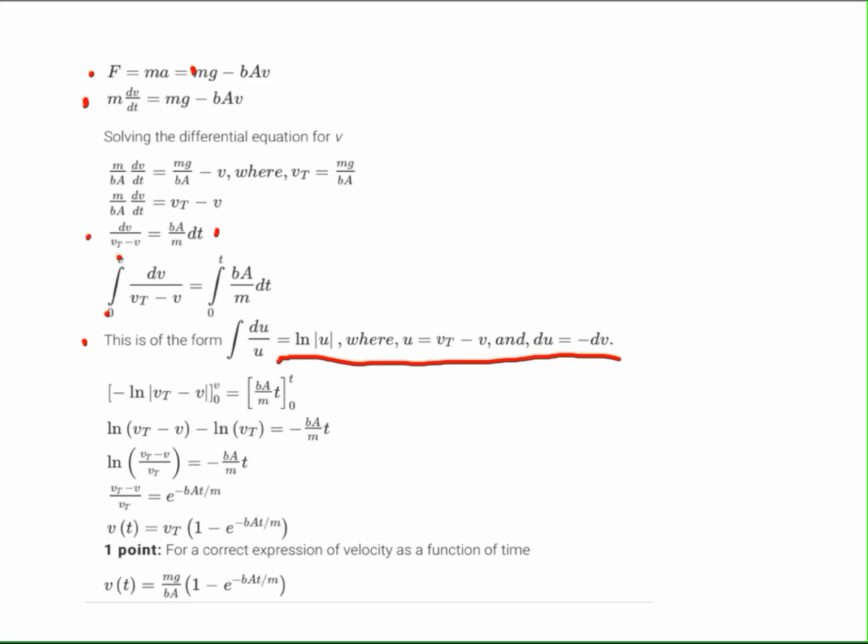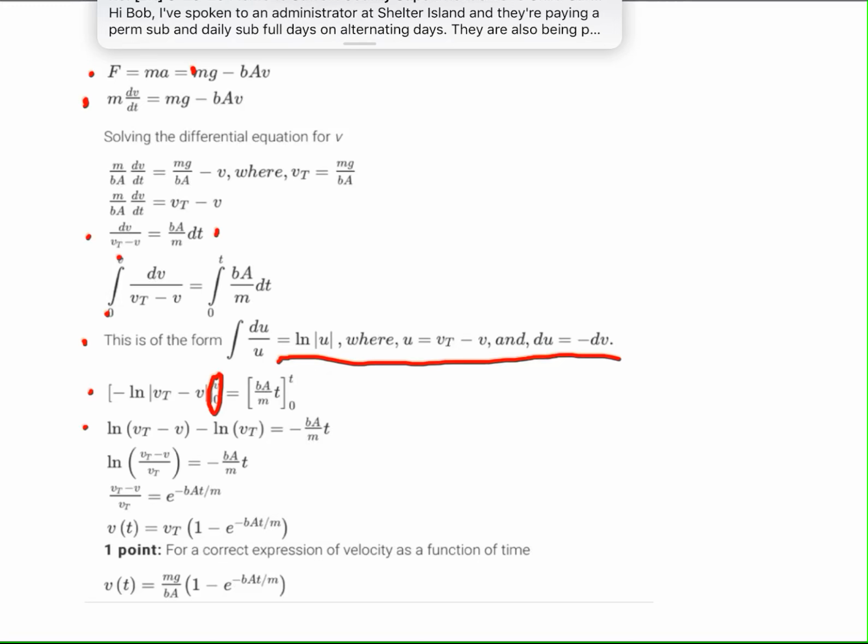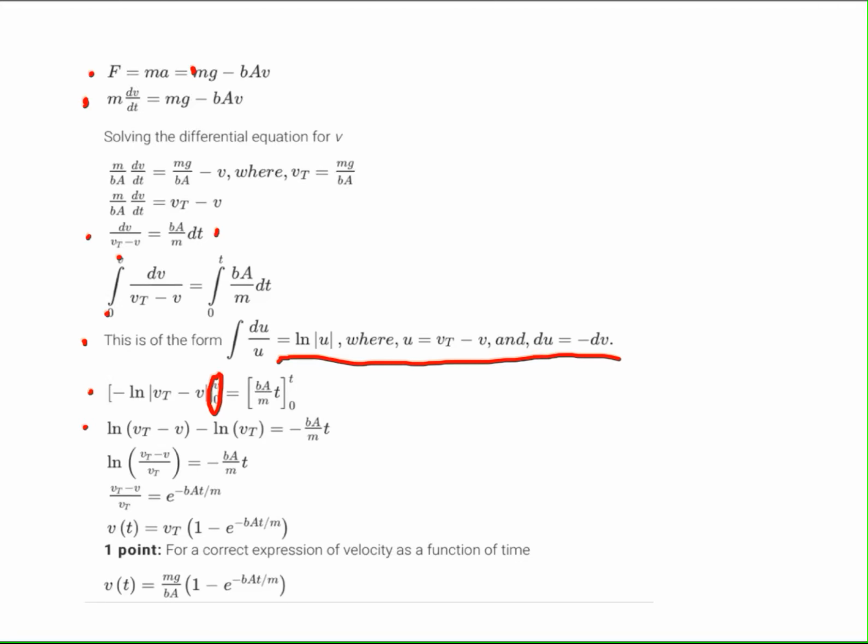Ultimately, when you do the u-substitution, the way they give it to you, it ends up giving you negative ln(vt minus v). Then you evaluate it based on the bounds. You get ln(vt minus v) minus ln(vt) equals negative bt over m. Use our rules for finding the difference of natural logs, and you get this and this.